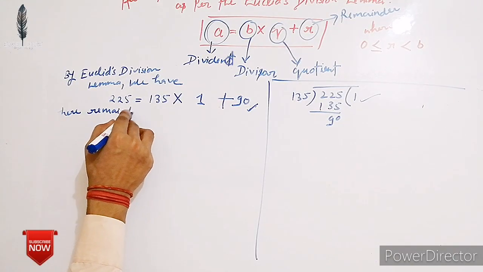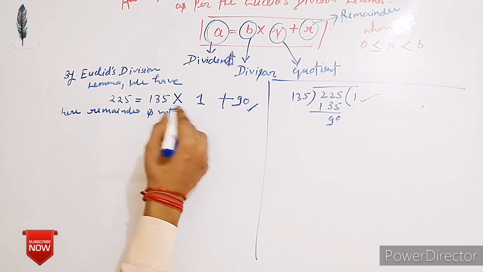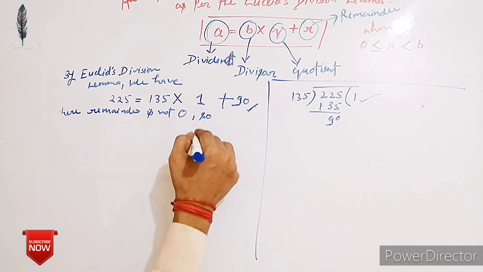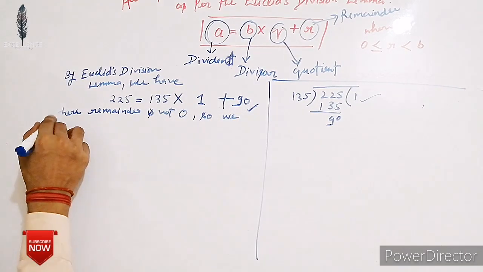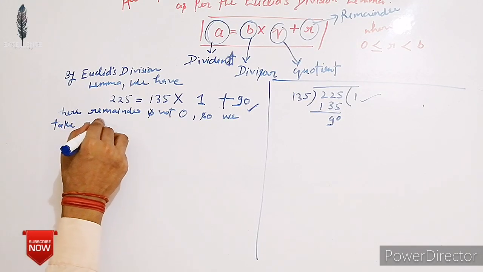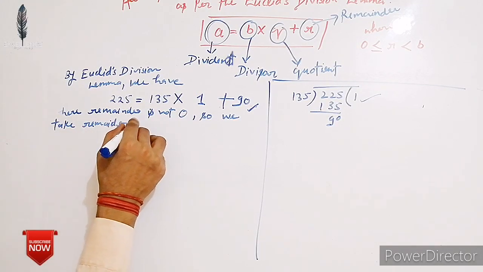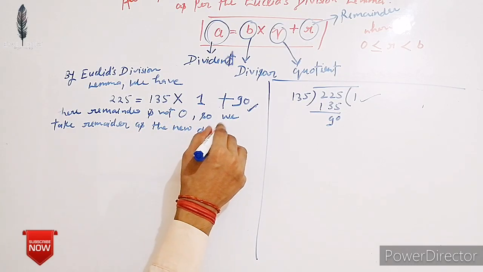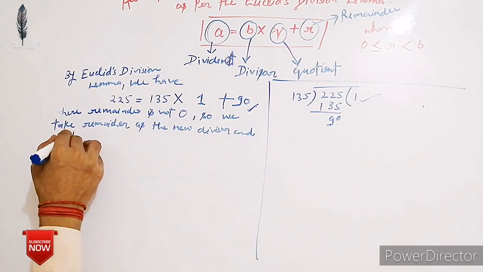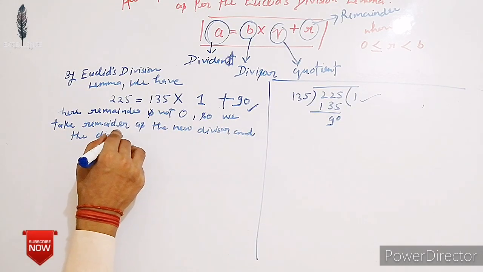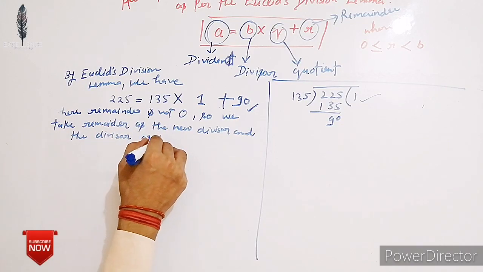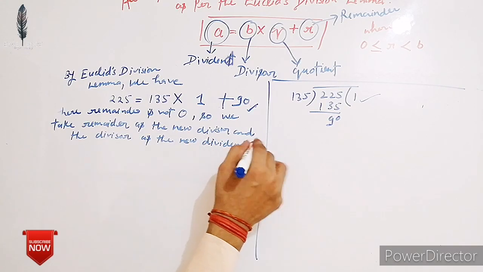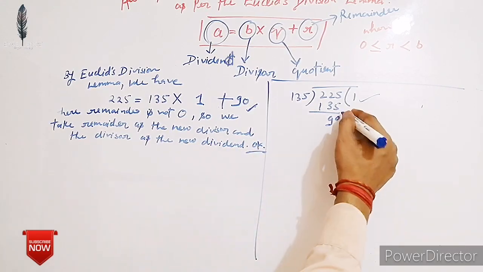Here remainder is not 0. So we take remainder 90 as the new divisor and the divisor 135 as the new dividend. Pay attention, students.